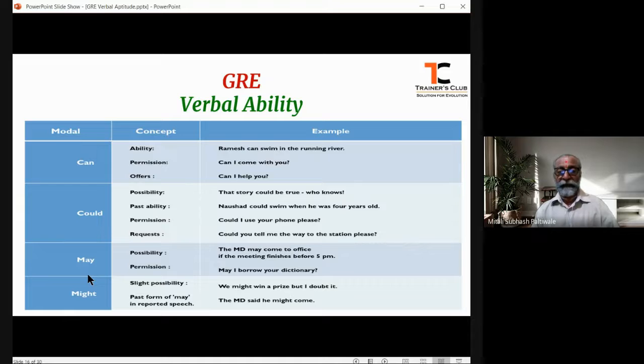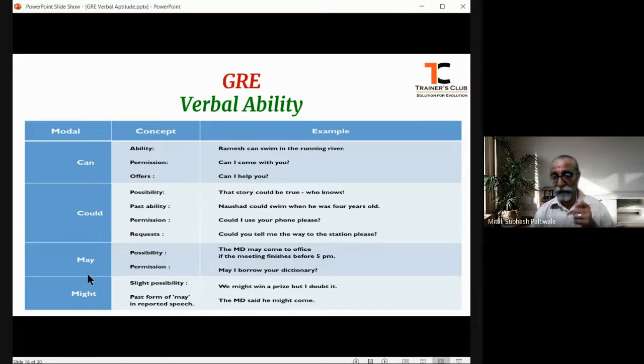Say, for example, the possibilities, the story could be true. Who knows? India might win. I can't say. Right? India can win this match. India could win this match. Then the past abilities, like Naushad could swim when he was just 4 years old. Now he is not 4 years old. Now you might be either 40 or whatever it is. But at the age of 4 only, he could swim. That was the past ability.